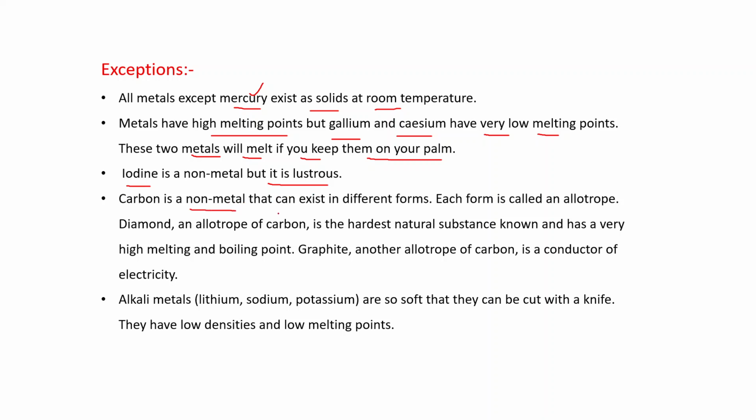Carbon is a non-metal that can exist in different forms, and these different forms are known as allotropes. Okay. And this diamond, which is one of the allotropes of carbon, is the hardest natural substance known, and it has a very high melting and boiling point. Another allotrope of carbon is graphite. Okay, this is a conductor of electricity. Metals like lithium, sodium, potassium, which are also known as the alkali metals, are so soft that they can be cut with a knife, and they have low densities and low melting points.